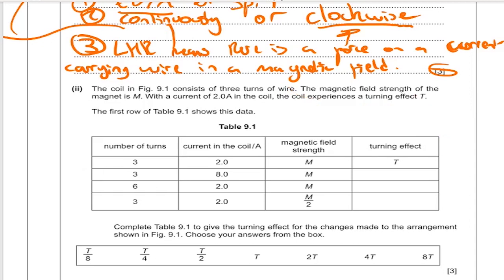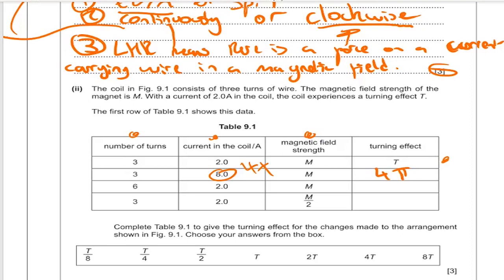We know there's three things that affect the turning effect: the current in the coil, the magnetic field strength, and the number of turns. All of these increase the turning effect. So here, we can see I have 4 times the current of the first example. We know current increases the turning effect because more current means there'll be a stronger force. So this will be 4 times as large. This was answered pretty well.